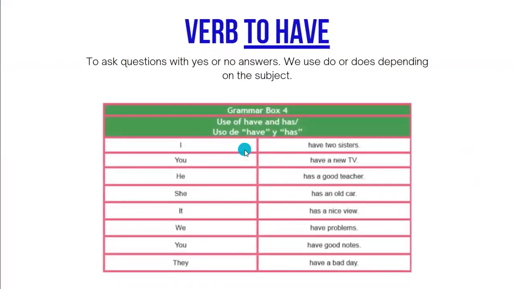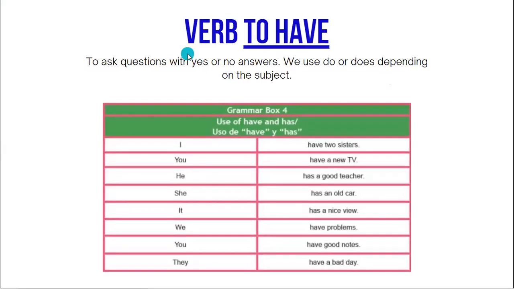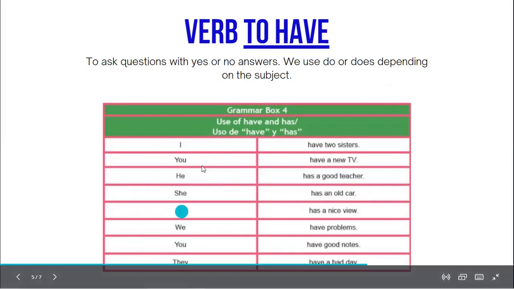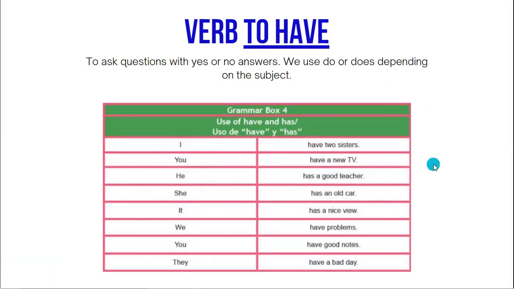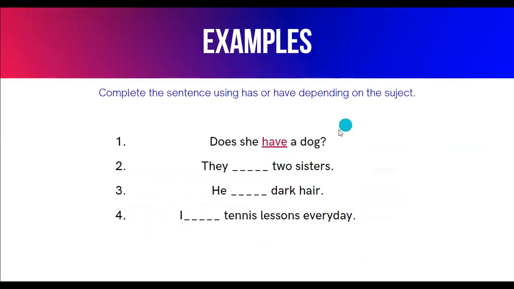And now we have the verb to have, and this is used to ask questions, of course, or other types of sentences. So for example, here we have the subjects, and then we have the verb have or has depending on the subject. I have 2 sisters, he has a good teacher, etc. And here we have an example.